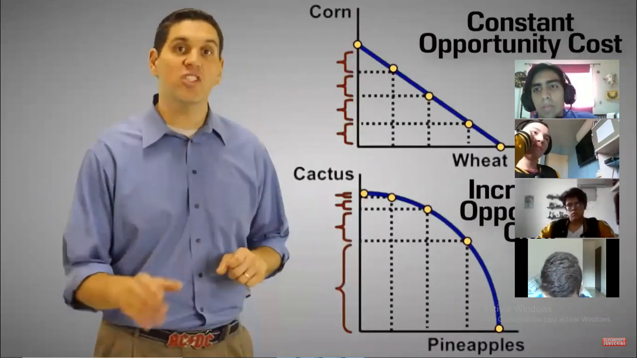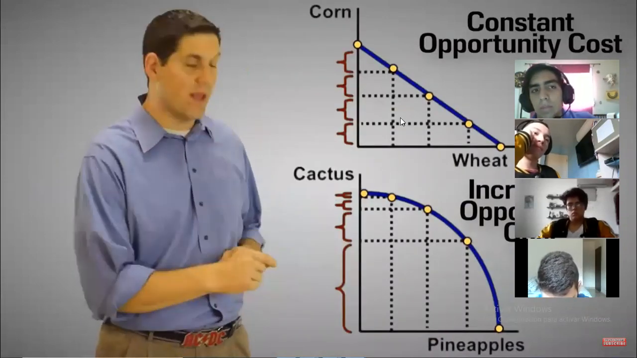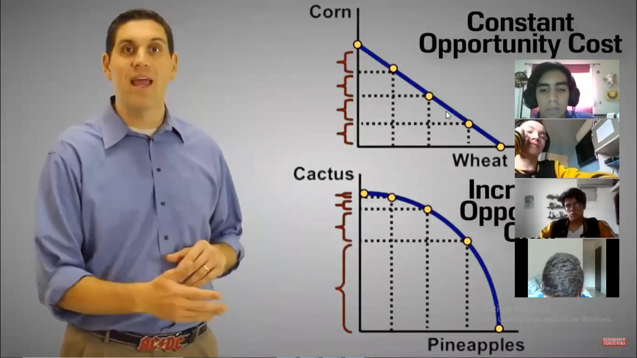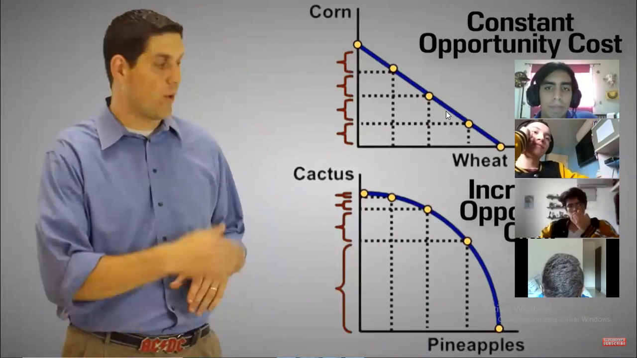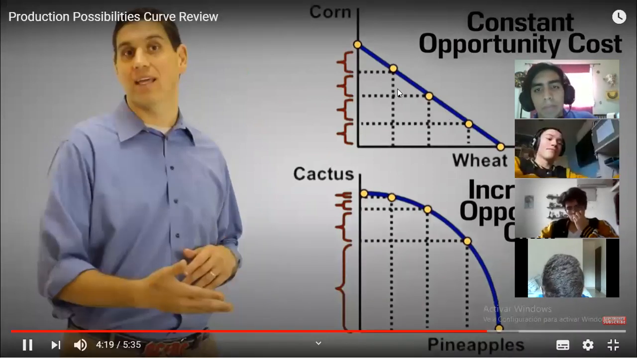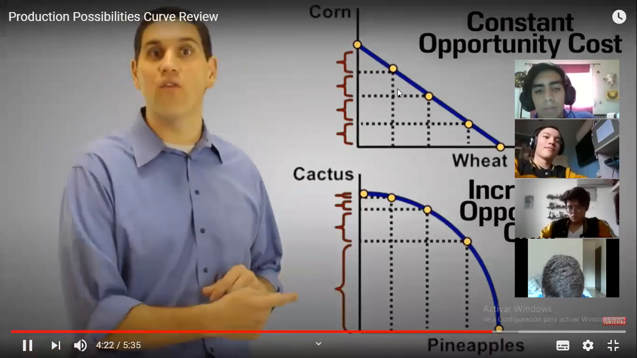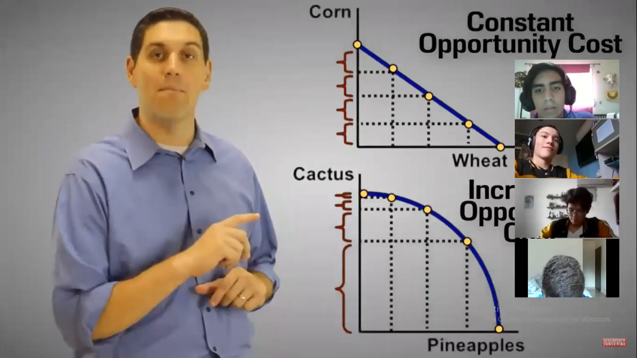Cacti! So when we first start producing pineapples, we're going to give up just a little bit of cacti. This is because we're going to use the land that's more suited towards pineapples, and it's not very good at producing cacti, and so we're going to lose a little bit of cacti and get a good amount of pineapples. Now, as we keep doing that over and over again, we're going to give up more and more cacti.